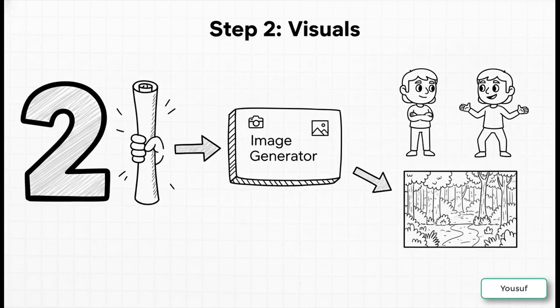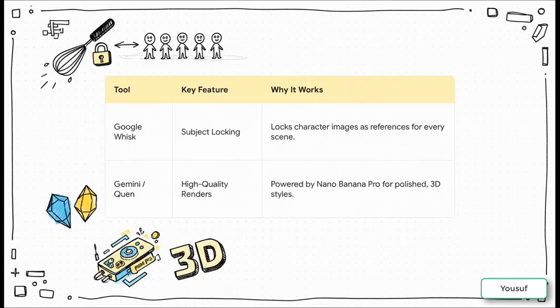Okay, so now that we have our blueprint, it's time for step 2, creating the visuals. The goal here is simple. Make every character and every scene for our story, and make sure they all look like they belong in the same movie, you know? And the best part is, we can do this with some amazing free tools. Now, tools like Google Whisk, Gemini, and Quinn, they're perfect for this. They can create these incredible, almost 3D-looking images for free.